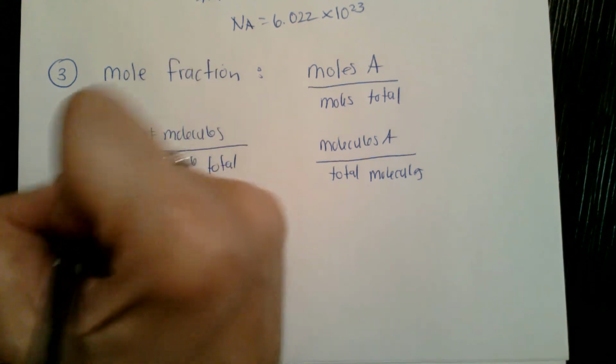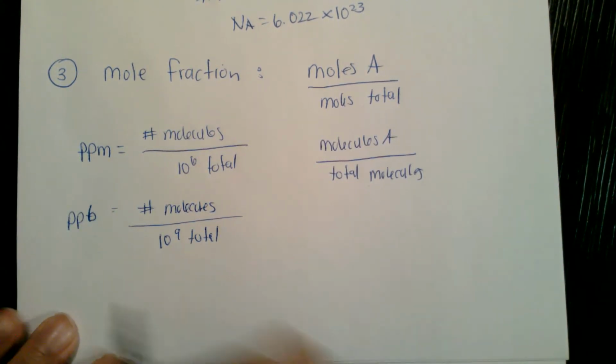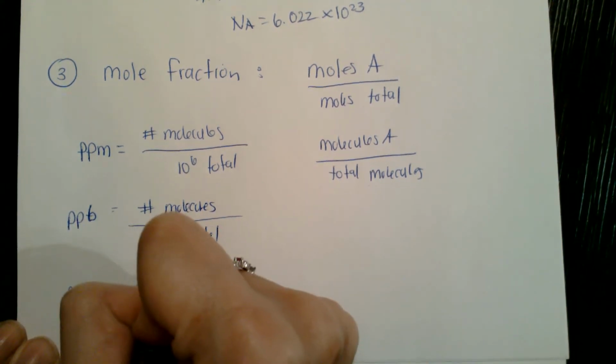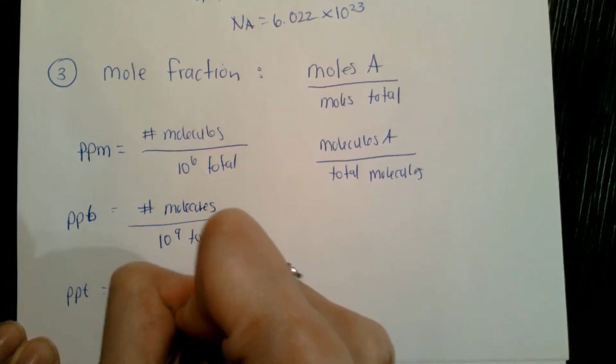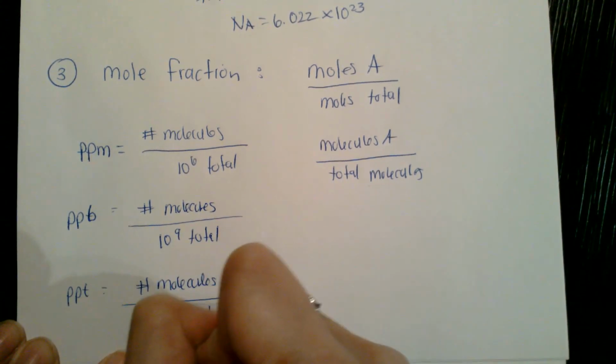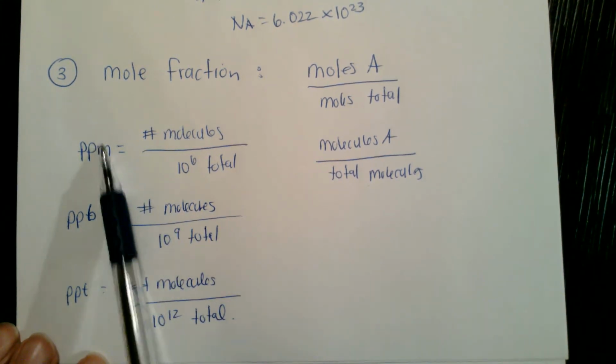Oh, sorry, that's parts per billion. Parts per billion, skipped one. Million, billion. And then parts per trillion is your number of molecules over now 10 to the 12 total. Okay, so we see these often as well.